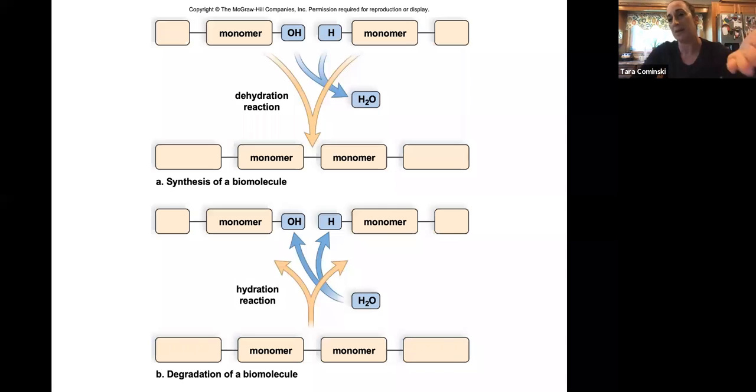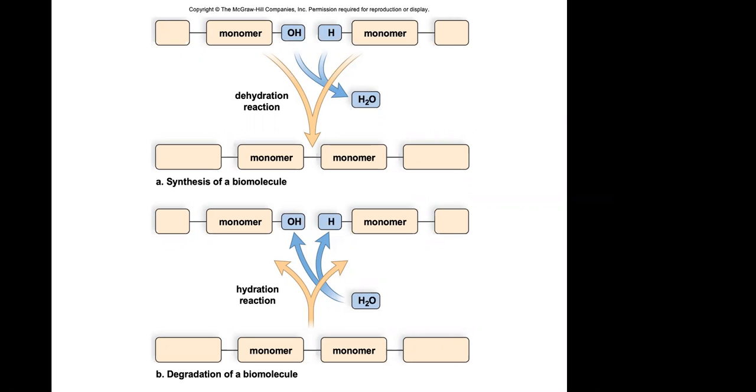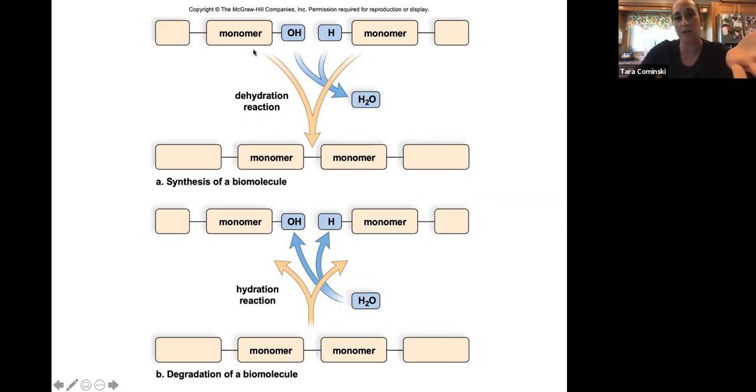And so you could think about this as being 2 amino acids. If these were 2 amino acids, what biomolecule would we be talking about? Amino acids are the subunit or the monomer of what type of biomolecule? Protein. Proteins, good. So your example could have been 2 amino acids, dehydration reaction, they're joined together, peptide bond here to form a protein.